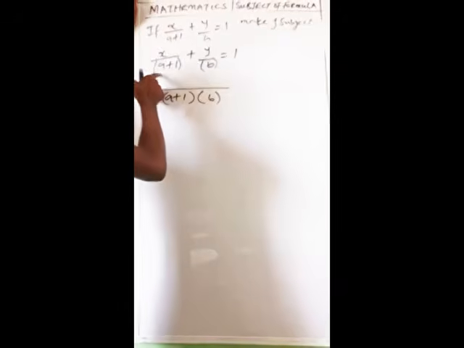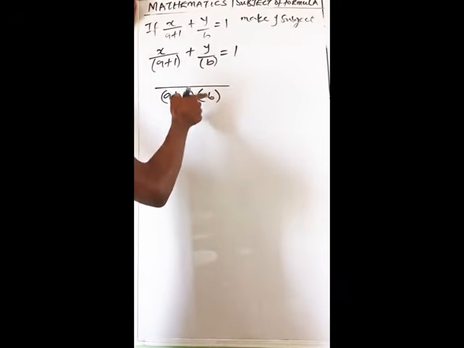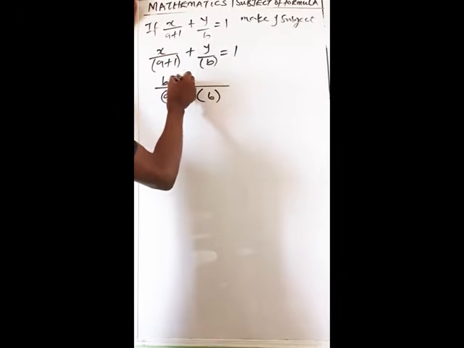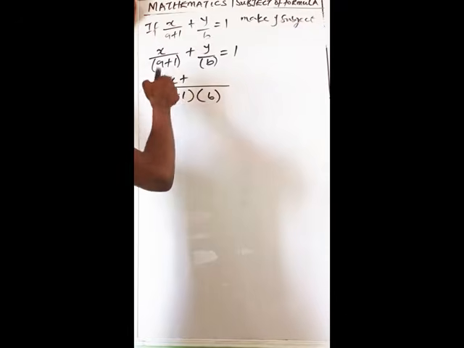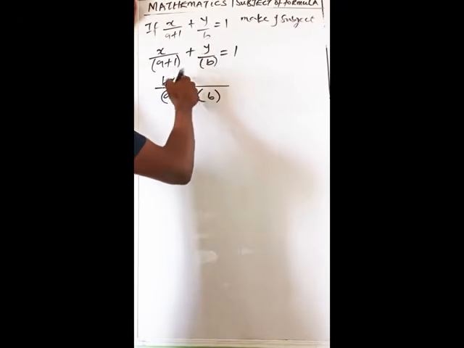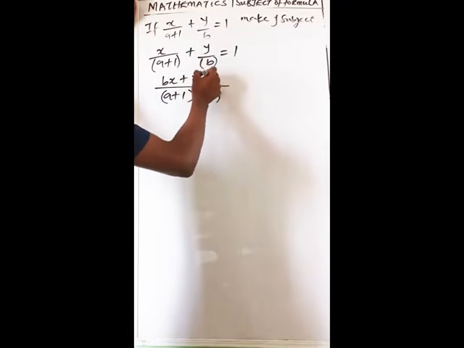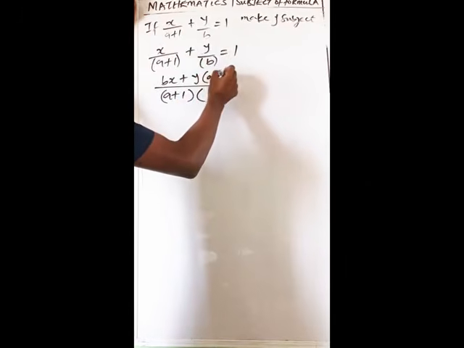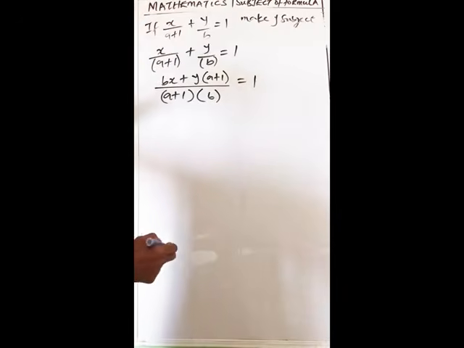So how many times will this go in this? It's going to be b times. So this here is b times x, bx, plus b here is going to give us this. So multiply by y, it's going to be plus y into bracket a plus 1, all equal 1.